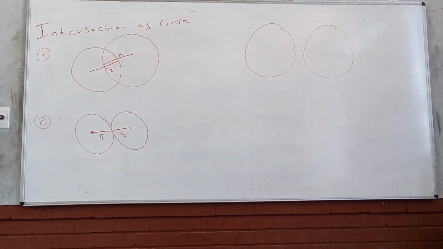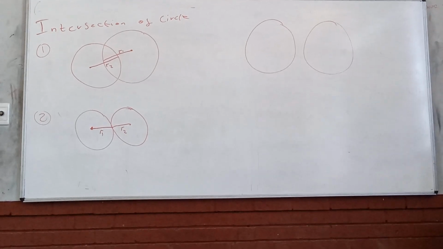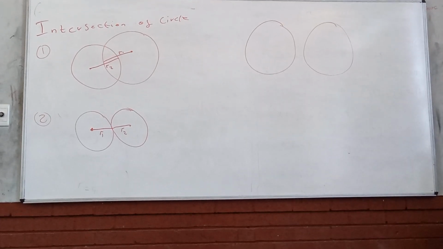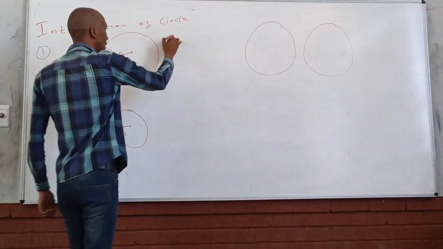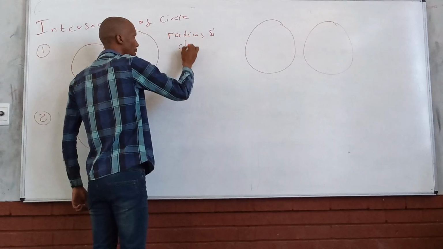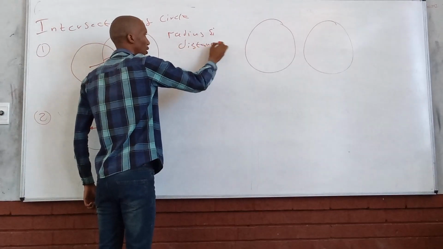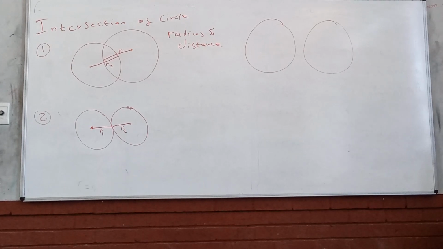Analytical geometry, we are looking at intersection of the two circles. Intersection of the two circles. So this is based on your radius and distance. This is the only place where we're going to use that distance. It is based on radius and distance.